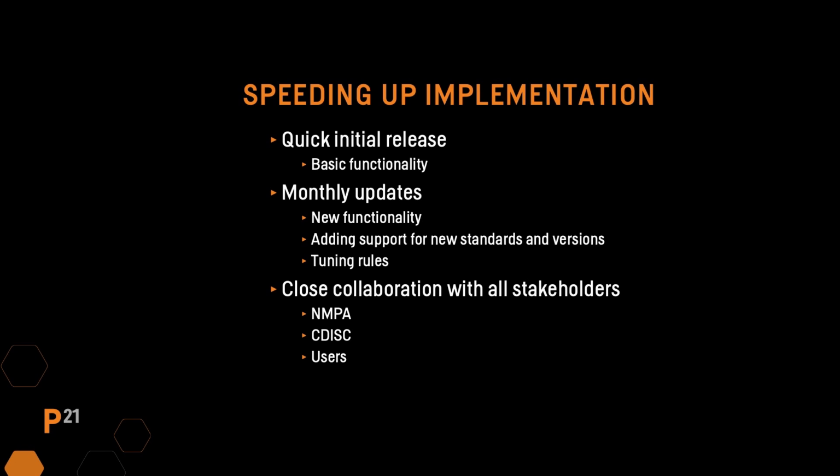So we put in place a plan that we thought can get everybody what they need while supporting the implementation deadline of October 1st. Our plan called for a quick release of initial functionality to make sure that the users can begin implementation, and then follow that up with monthly updates, introducing new functionality, adding support for new standards and new versions of standards, as well as adding new rules and tuning the existing rules that we already published. And of course, we would work very closely with all the stakeholders, including NMPA, CDISC, and our users to make sure that our interpretation and our implementation of the requirements is accurate.